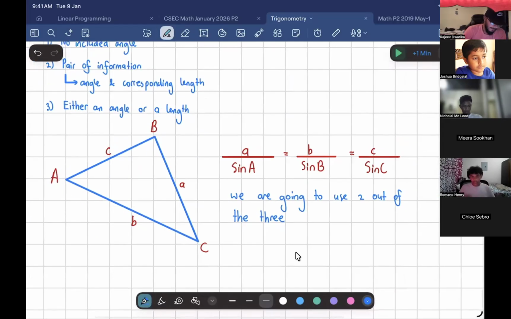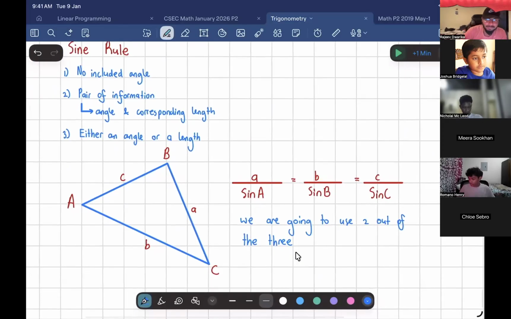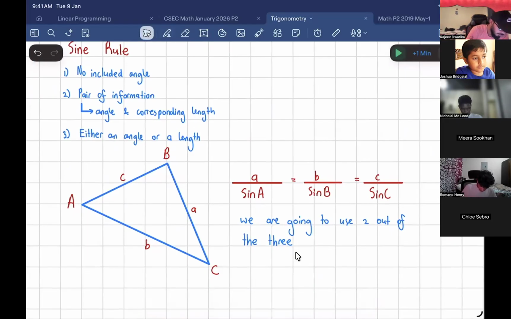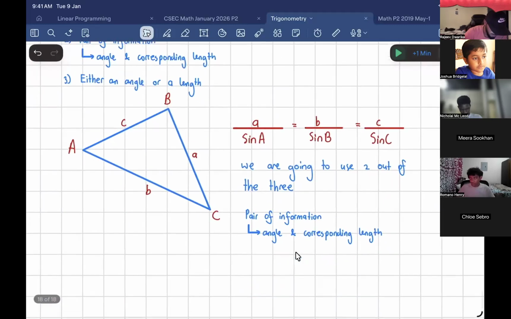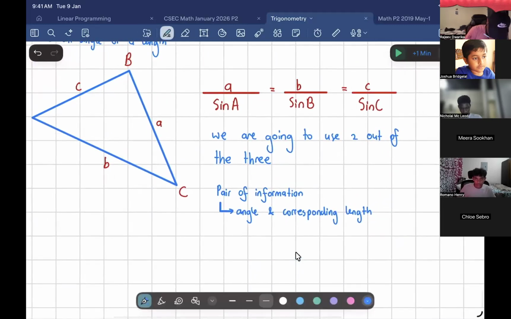Now, guys, you're probably asking yourself, how do I know which 2 to use? Well, the first thing you look for is a pair of information. And the second thing you look for is the unknown. So you look for a pair of information, and you look for the unknown.